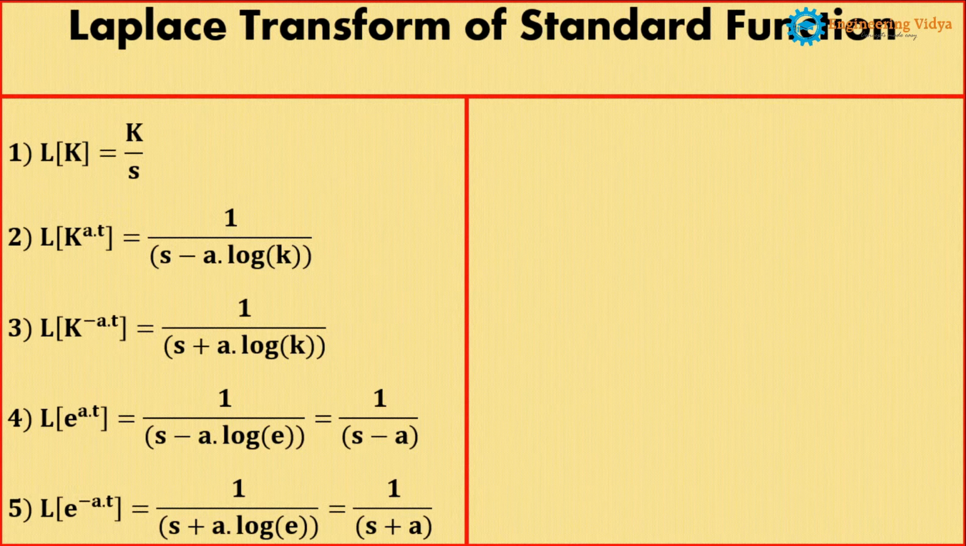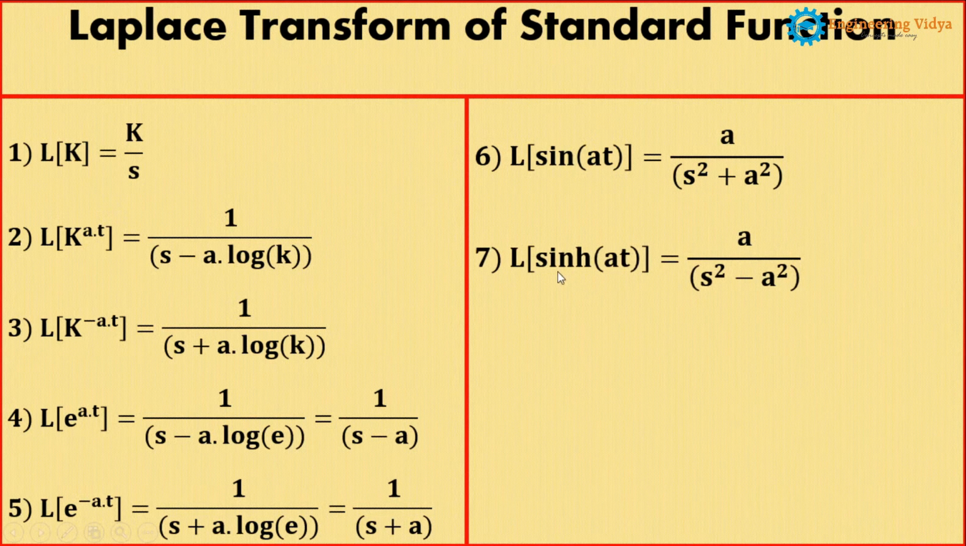Now see formula number 6. From the 6th onward, we'll see the Laplace transform of trigonometric functions. First, the Laplace transform of sin at will be a upon s square plus a square. And if we are going to find the Laplace transform of sinh at, always remember that whenever you get a hyperbolic function, the sign in the denominator should be minus. Here we have sin at, which is a normal function, and this is a hyperbolic function.